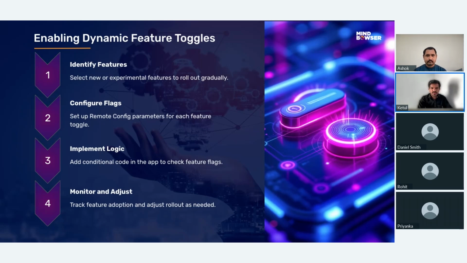So by toggling these features, you can introduce them to a small subset of users, gather feedback, and ensure stability before full rollout. This minimizes the risk while enabling innovation. Once you have identified the feature to use, the next step is to set up flags using Firebase Remote Config parameters.